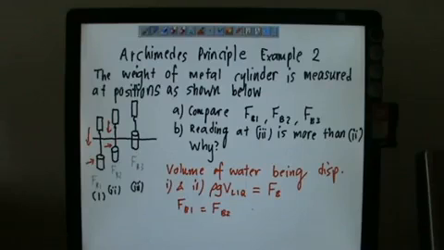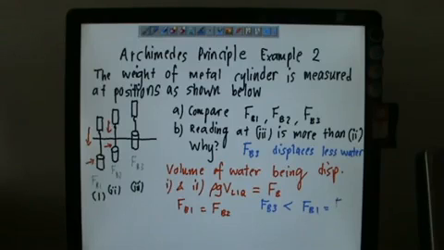But as for FB3, FB3 is a bit different because part of it is actually above the water. Okay? It displaces less water. So the weight of the water being displaced is less, so FB3 is actually smaller. The buoyant force of the third one is smaller than the first one and the second one.